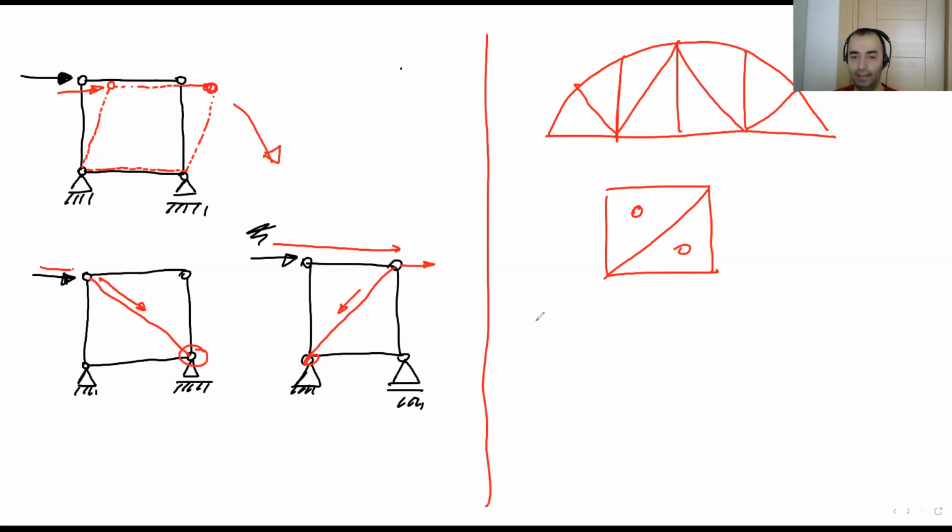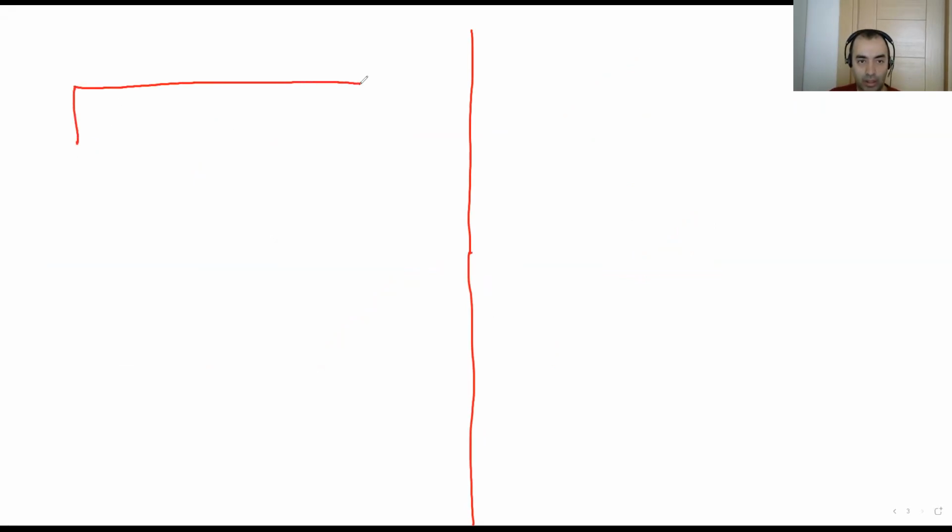And the other thing, let me open a new page. How we load these truss systems. Oh, just a second, there's a problem with my pen. Okay. Here we go. We have a truss system again. Let's say we have a rectangular truss.